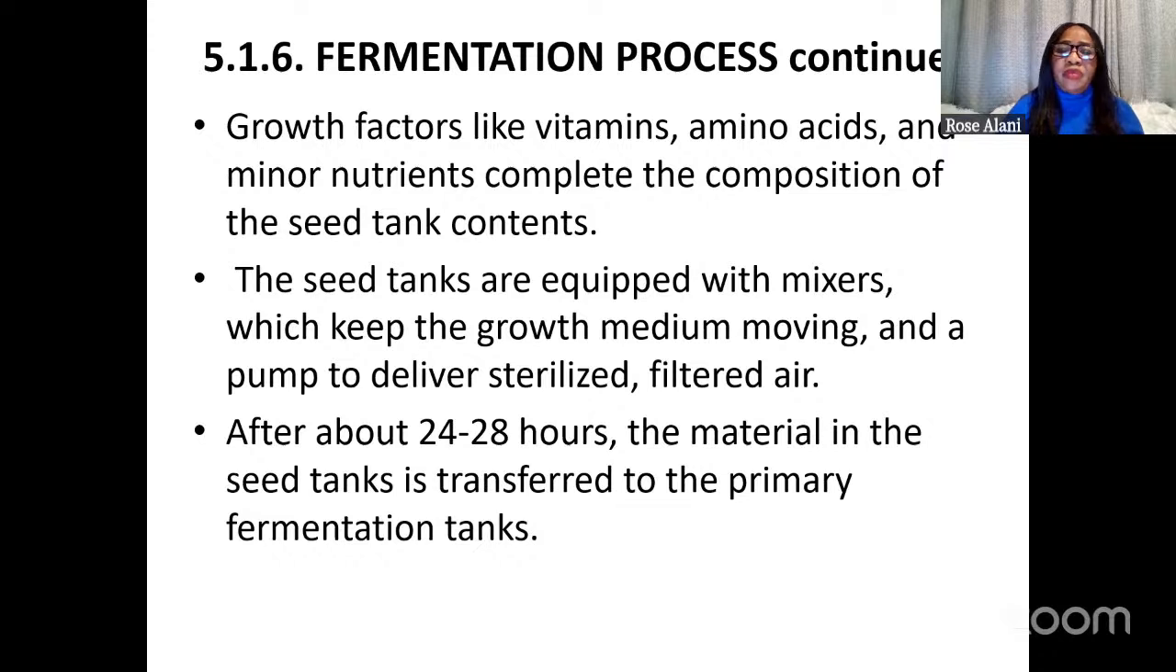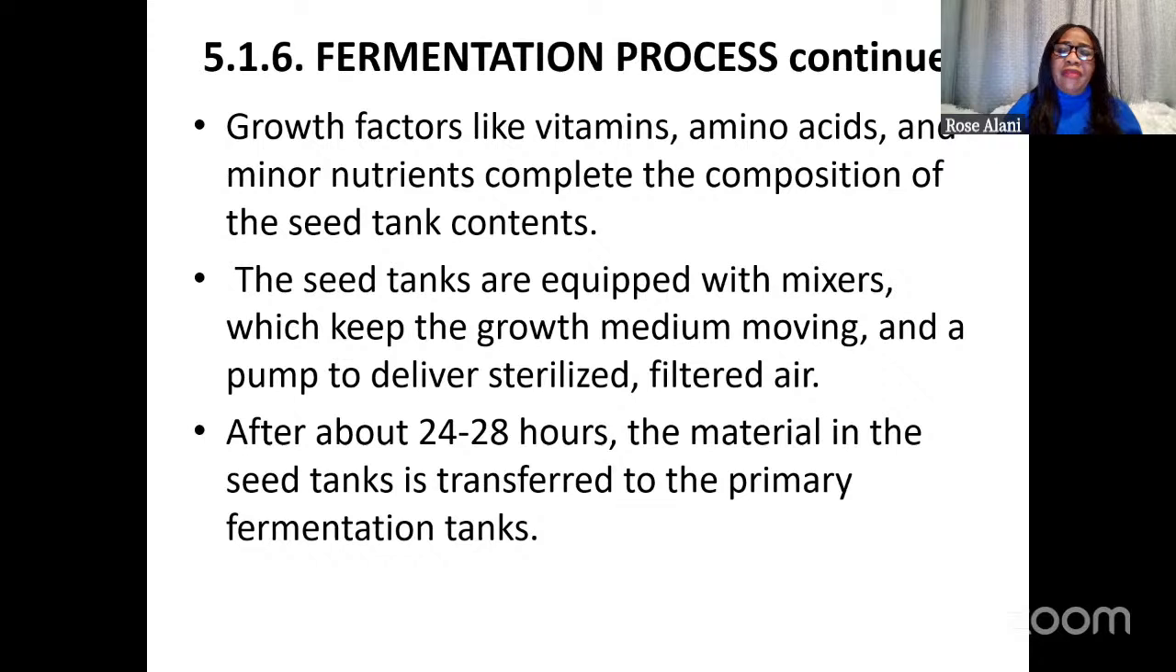And then the air that you're passing into the medium needs to be delivered sterilized. Filtered air, like I mentioned to you before, that you have to sterilize the air that is going to be used. Two sterilizations: you sterilize the medium, sterilize the air. So the air you're putting in should be sterile.